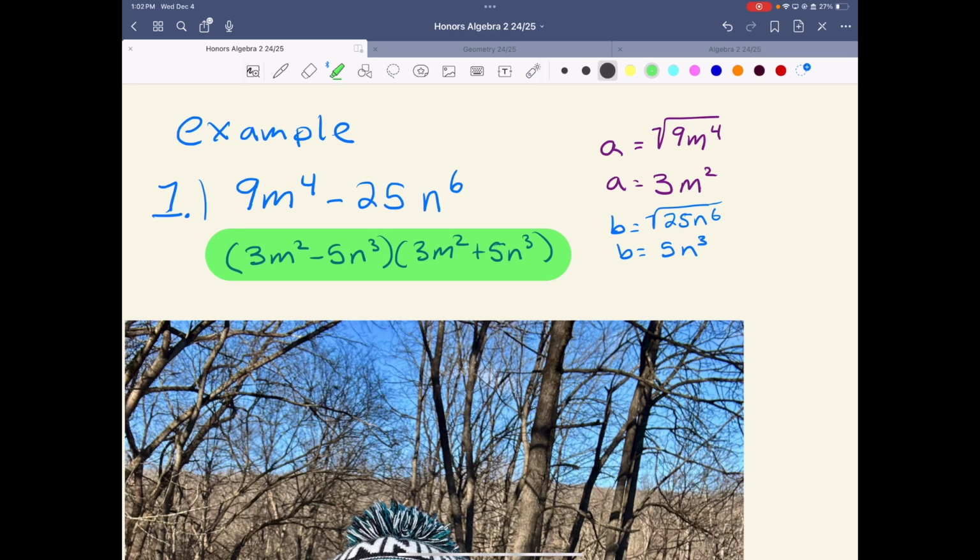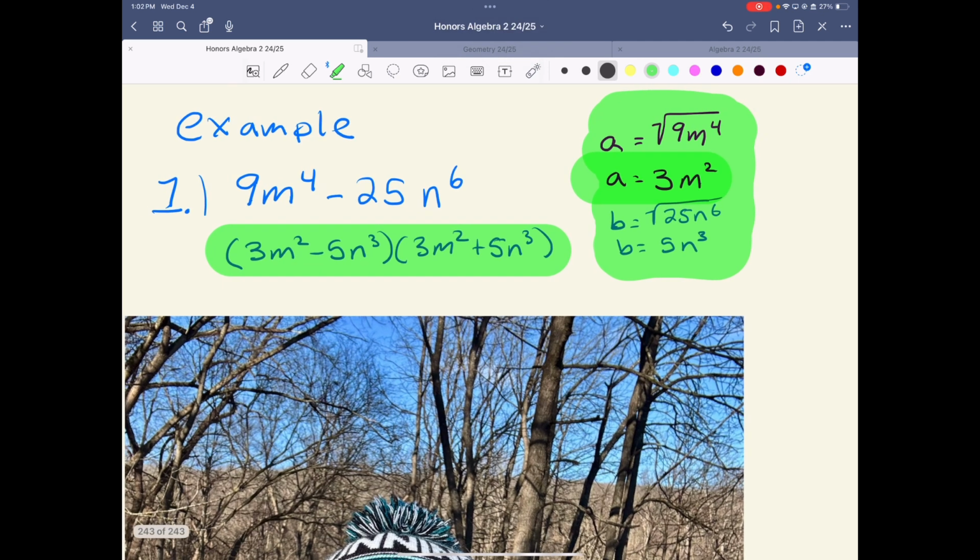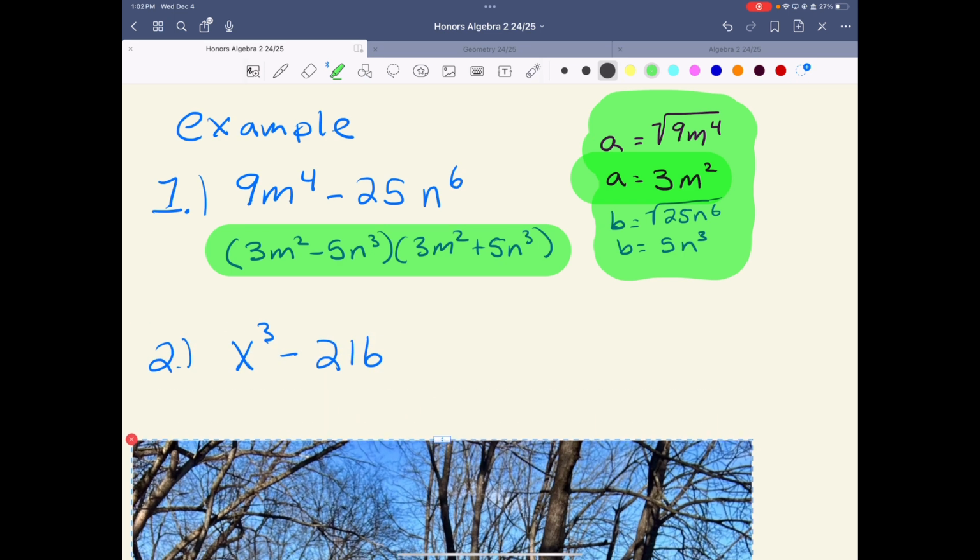Now, this part over here, this is completely optional. Some of you need to do that, and if you need to do that to remember what your a and b values are, perfect. There's nothing wrong with that. If you can get by without doing that, which probably most of you can, don't put it in there. It's just a way for me to teach it to you, to show you what's going on.